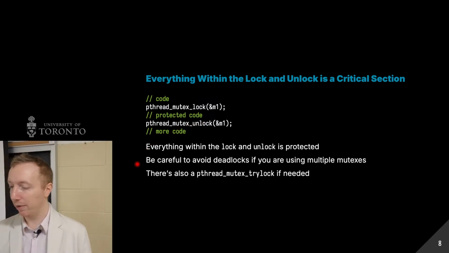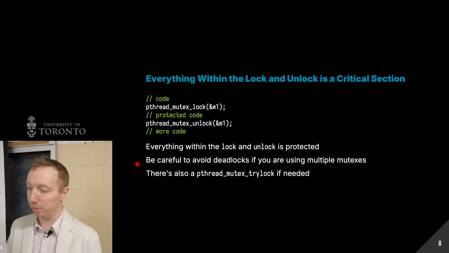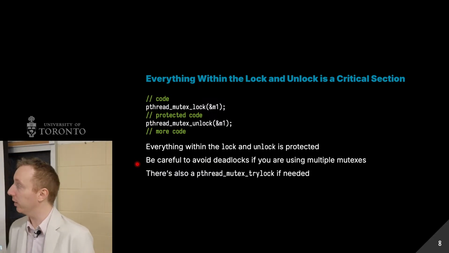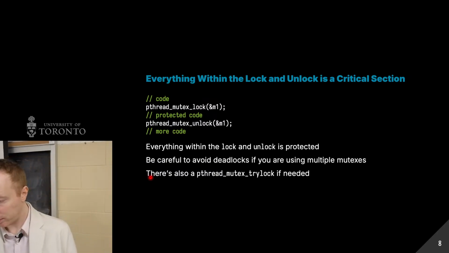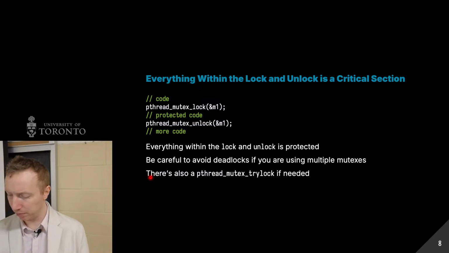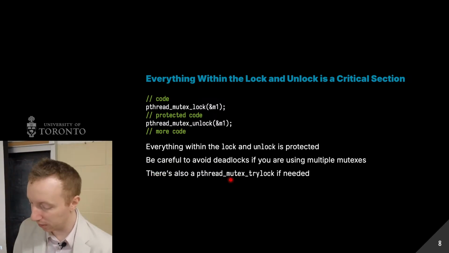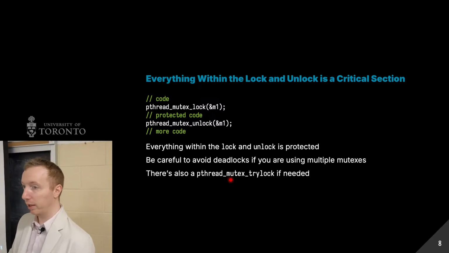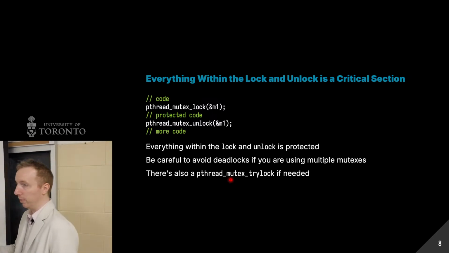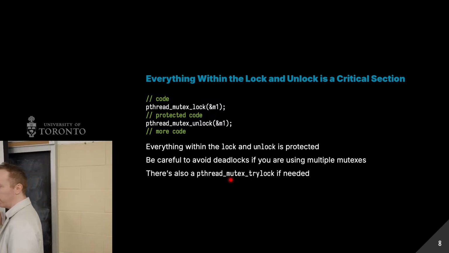There's potential to have a deadlock if you're using multiple mutexes, which we'll get into later. For now, we'll just worry about a single mutex. If you have multiple mutexes, though, there's also a function called pthread try lock, which will just try the lock and not block until you can actually lock it. It's the non-blocking version that will return whether or not you have acquired the lock, yes or no.